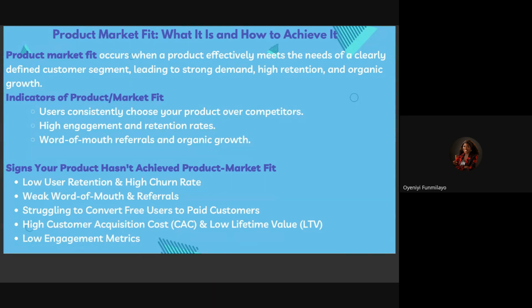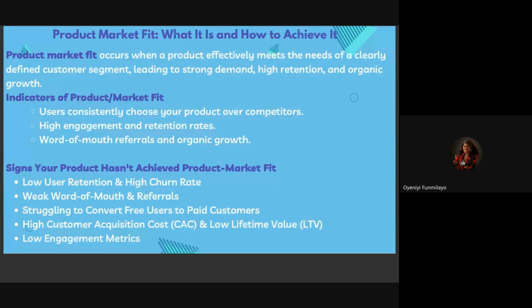So if you are building a product and you are aiming it at everybody, I'm sorry, you don't have a clearly defined customer segment, because everybody is not your customer, right? Leading to a strong demand, high retention, and organic growth. The Piggyvest we are seeing today, they have high retention because they have a clearly defined customer segment, right? All of these products we use today have clearly defined customer segments.